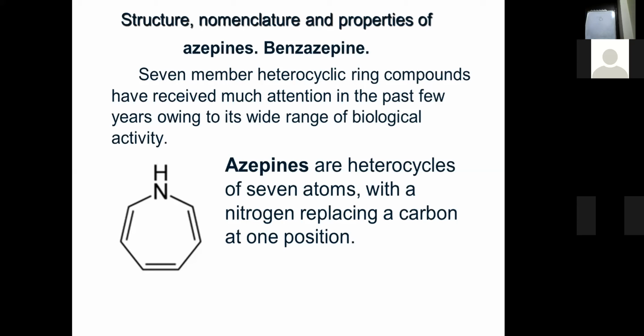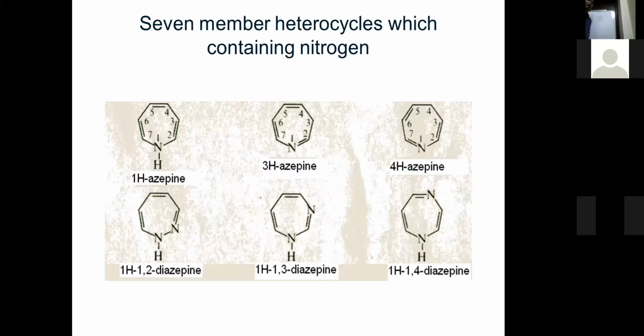Okay. So let's go for the next one. This is the basic thing that you have to know. It should contain a 7-membered ring, it contains a nitrogen, and it is known as azepine. When benzene is fused to it, it is known as benzazepine. So these are the basic things that you have to know of azepines. Now let's go for the naming.